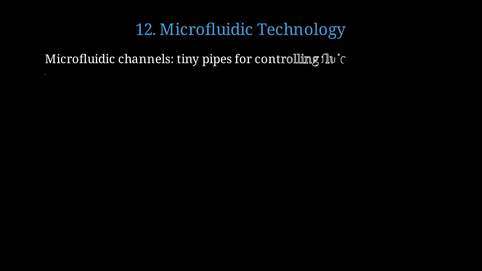Microfluidics provides the physical platform for manipulating droplets. Microfluidic channels are microscopic pipes, typically 10 to 100 micrometers wide, that control fluid flow with extreme precision. Flow behavior is characterized by Reynolds number, which equals density times velocity times length divided by viscosity.